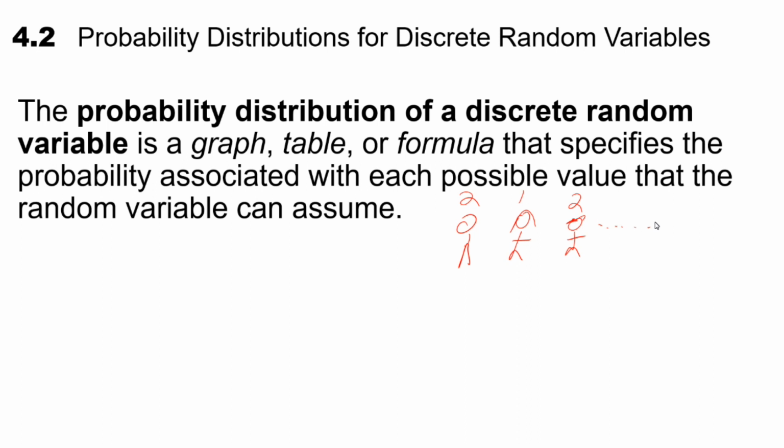All we're doing is just tracking how often 0 happens, how often 1 happens, how often 2 happens, how often 3 happens, and we're just writing it in a convenient form. So basically that's all we're doing with this section here and with discrete probability distributions.